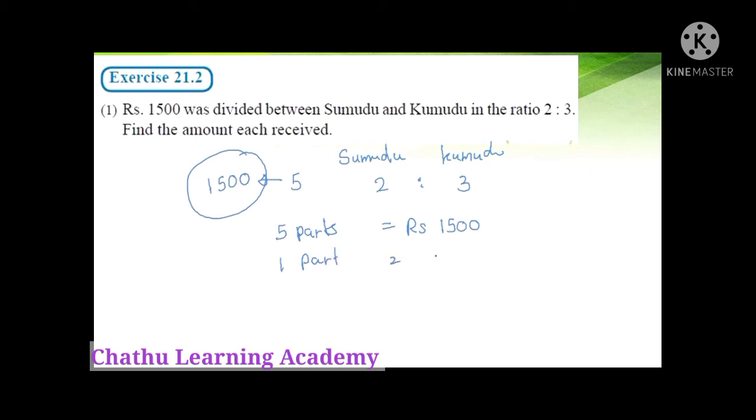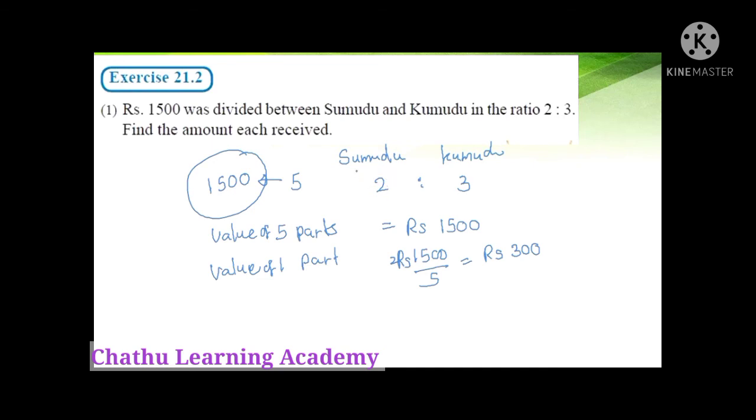What is the value of one part? Here value of 5 parts. ඔයාලා ගැලපෙන විදිහට වගන්ති හදන්න. Value of one part is equal 1500 divided by 5. එතකොට එනවා එක කොටසකට අදාළ මුදල. කීයද එන්නේ? 300 rupees. If you know the value of one part, you can find the value of two parts.